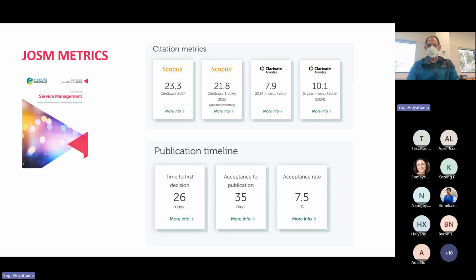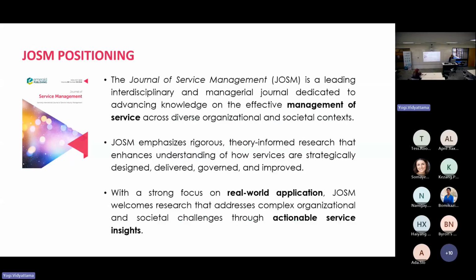So we have an acceptance rate of 7.5, which is as of mid-year, and I assume it might be even lower given the amount of papers we're getting. So a little bit about what JOSM is about. This is not a new positioning, but we wanted to clarify the positioning of the journal with regards to the other service journals that are out there. So historically, the journal has been known as the Journal of Service Management. So we wanted to go back to the roots with a specific focus on this idea of the management of a service.